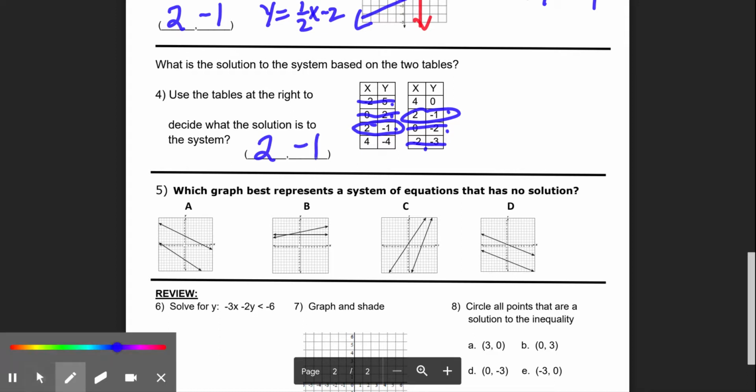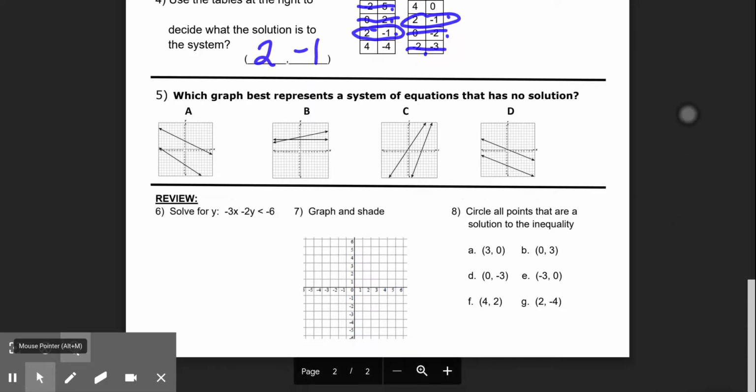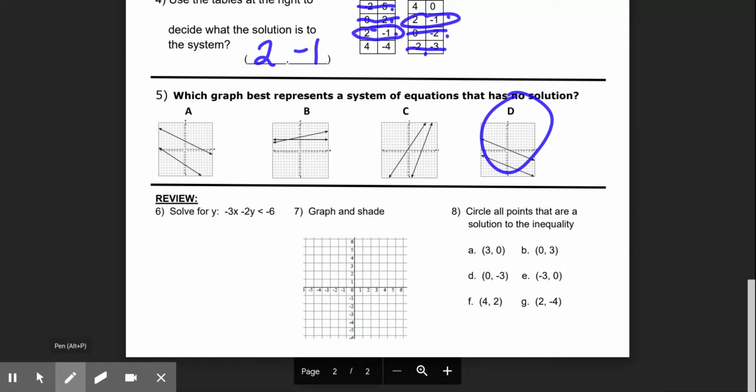All right, let's take a look at number 5. Which graph best represents a system of equations that has no solution? That means they're going to be parallel. Well, that would be answer choice D. And then this is just a review. Number 6, solve for y. Well, we've been doing that quite a bit.